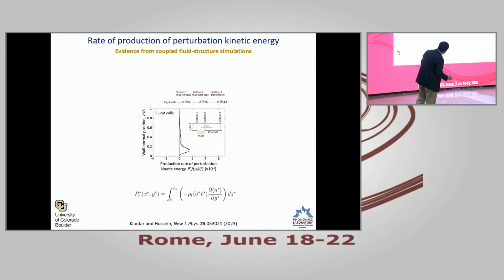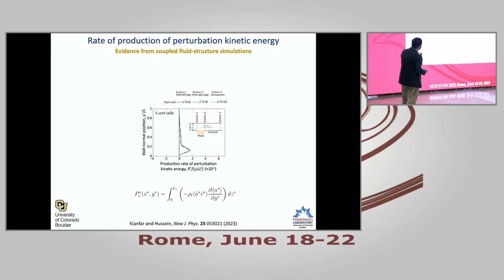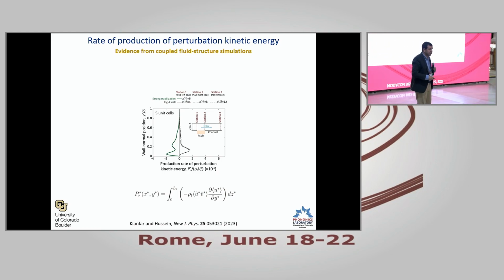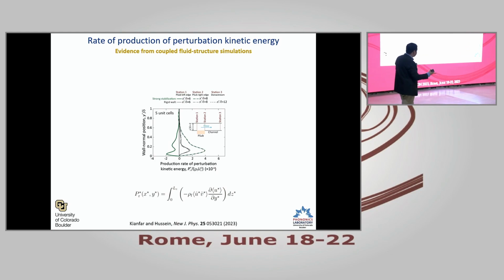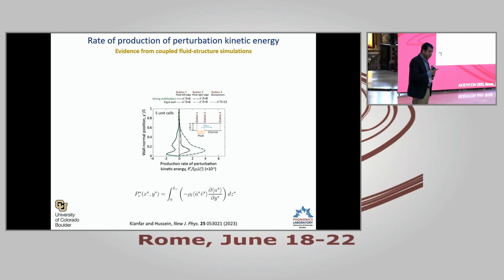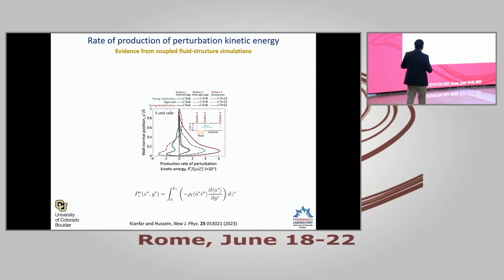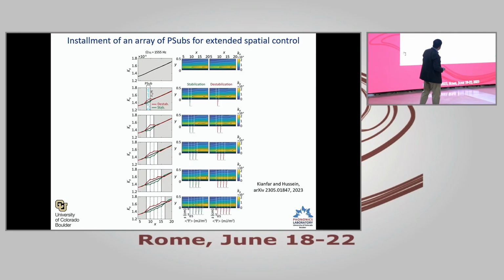We can even dig deeper into this and look at the production rate, rigorously look at the production rate. So without any PSub, you see the production rate increases just a little bit further from the wall for an instability. Whereas once we apply the PSub, it reverses. So there is negative production rather than positive production. And then downstream of the PSub, it reverses back again, which is consistent with what I showed you before. And the whole thing reverses for the destabilization case.